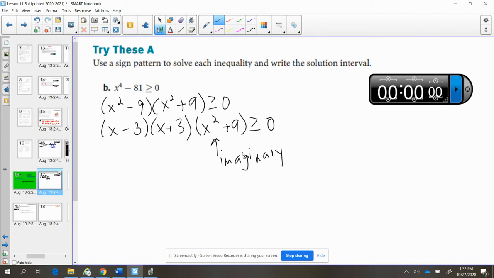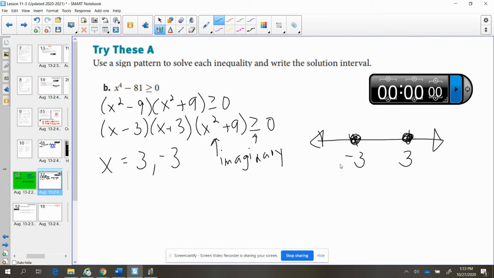So what we need to do is kind of ignore those for the sake of this problem. Even though they are zeros, they're the imaginary ones. And we're only going to focus on the real zeros of 3 and -3. So again, we're going to plot these on our number line, and this time we want to include them because it's greater than or equal to 0. We want to include them. We'll fill in the circle.